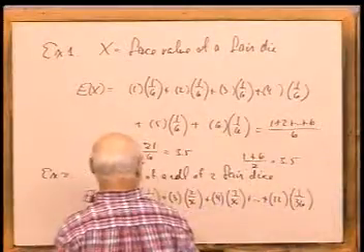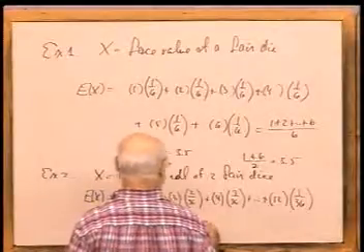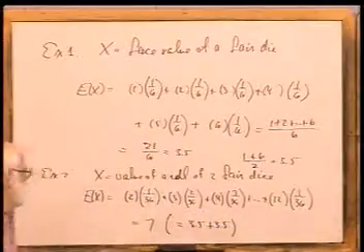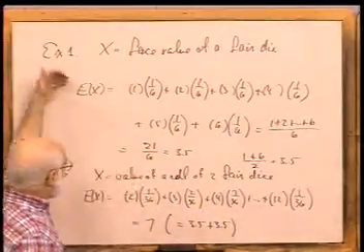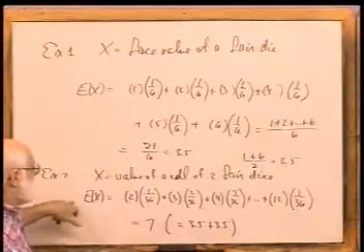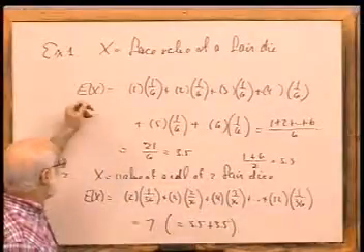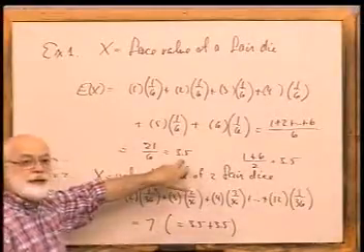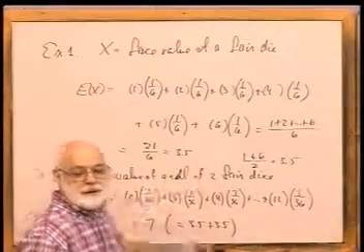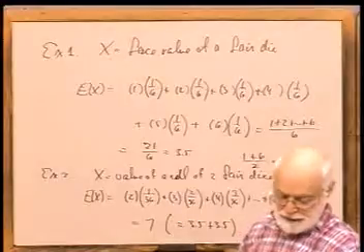Okay, now note, let me put it in parentheses here, that's equal to 3.5 plus 3.5. In other words, if I roll 2 dice, the expected value of the sum of the 2 dice is equal to the sum of the expected values of the individual dice. So is that a coincidence? Of course not. The sum of the averages is equal to the average of the sums.